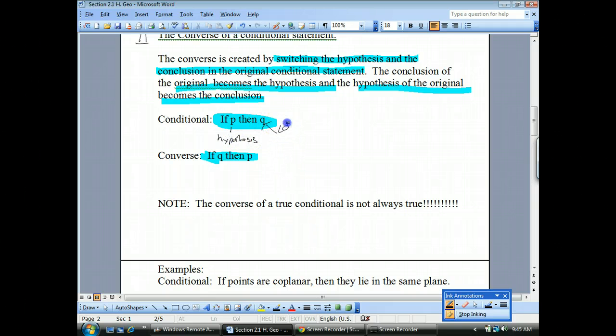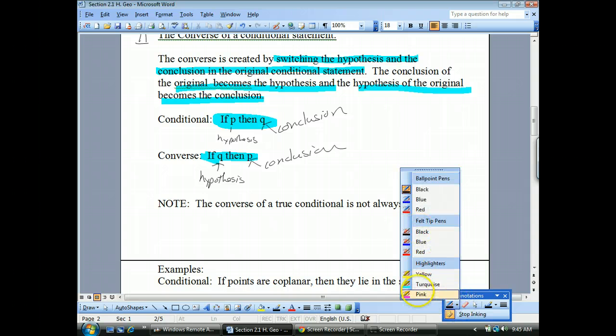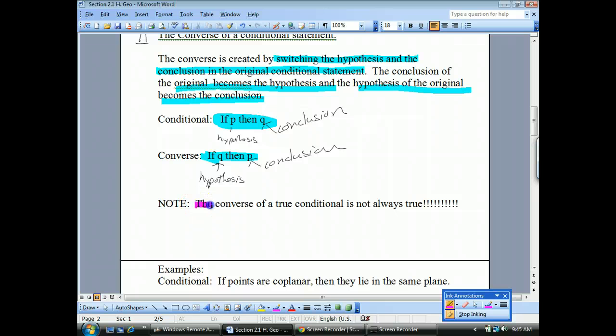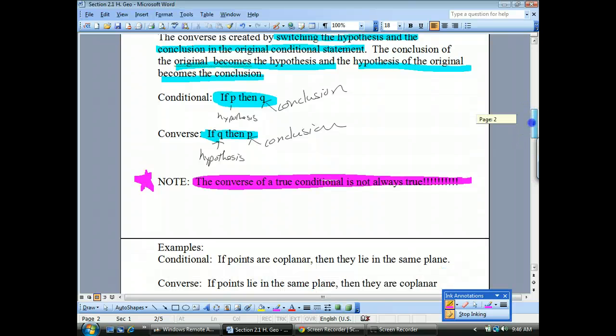This one is the conclusion. But in the converse, the conclusion becomes the hypothesis, and the hypothesis becomes the conclusion. Okay. Very, very important, the next statement. The converse of a true conditional is not always true. So even if the original statement was true, there's no guarantee that its converse is going to be true.